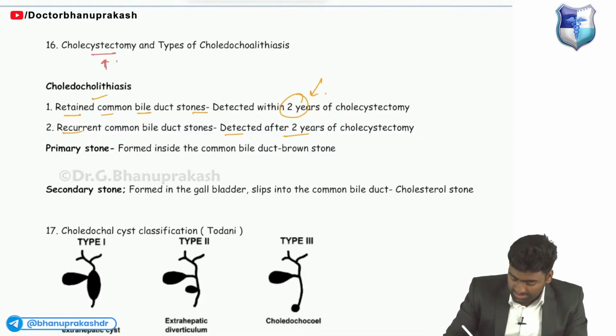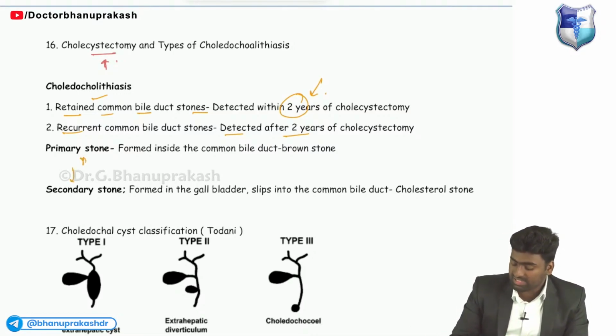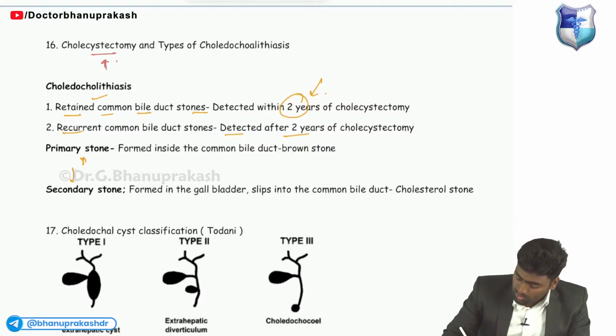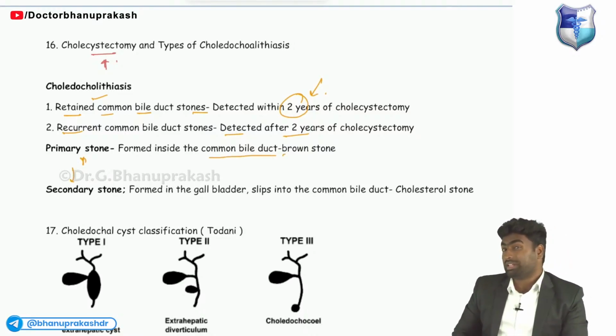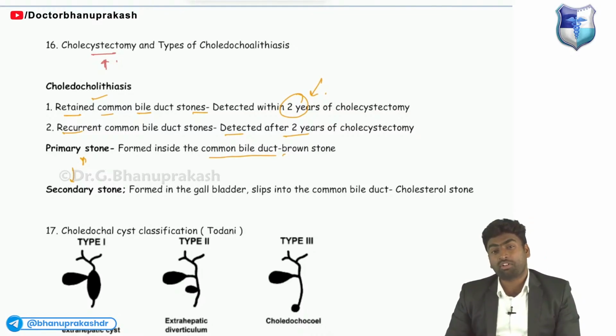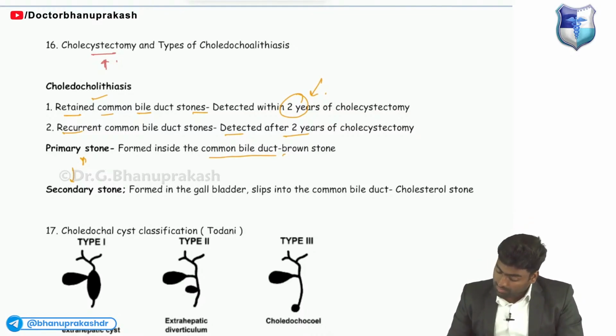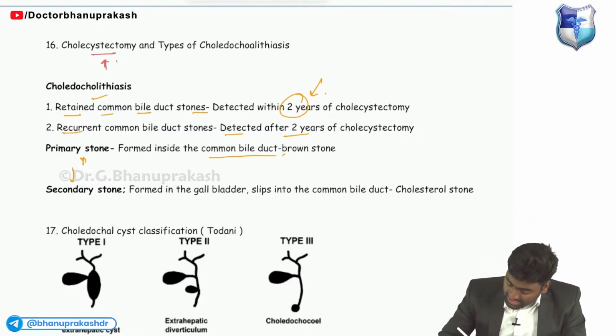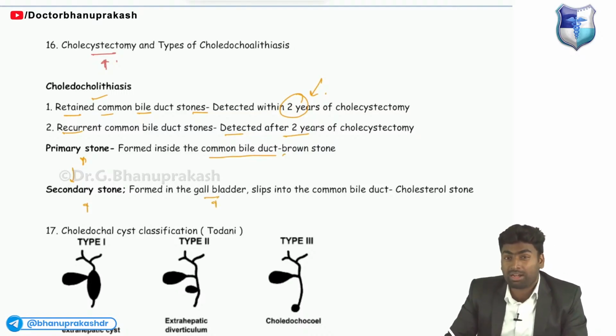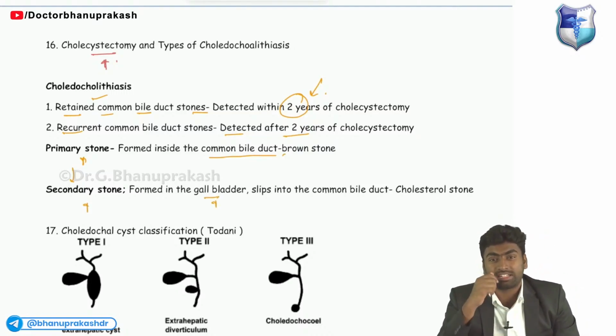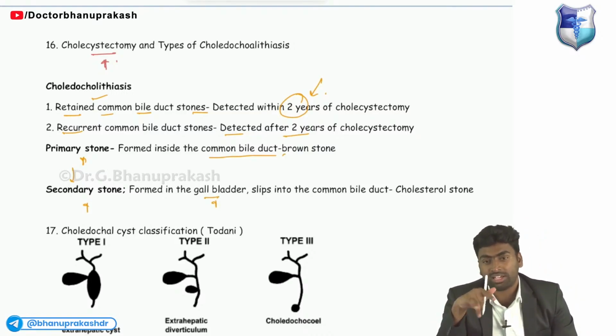And there are two more types: primary stone and secondary stone. In the case of a primary stone, it is usually formed in the bile duct. So primary stones of choledocholithiasis will be formed in the common bile duct. Whereas secondary stones will be formed in the gallbladder. Once they are formed in the gallbladder, they will slip off into the common bile duct. Okay, so remember this.